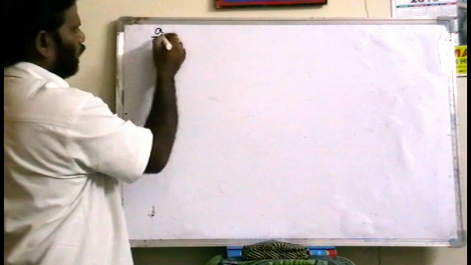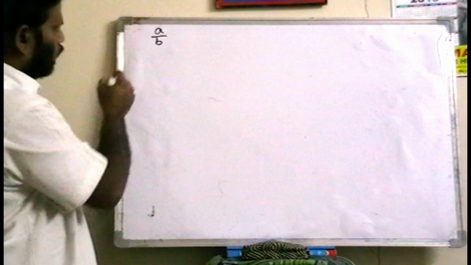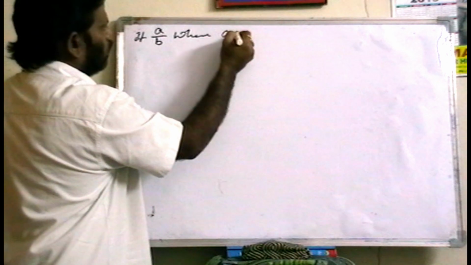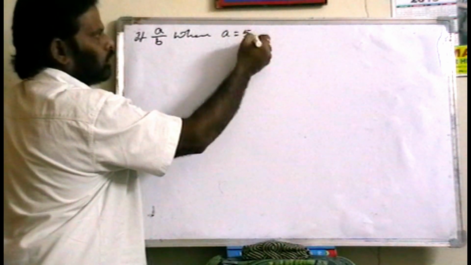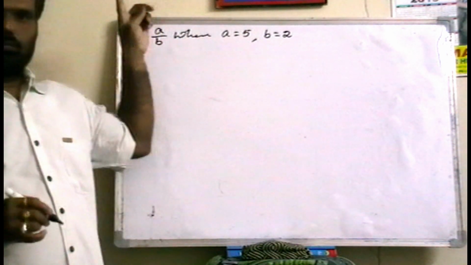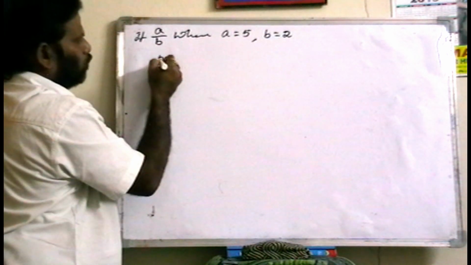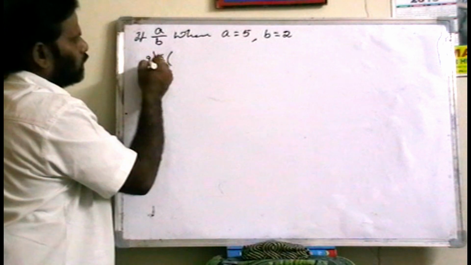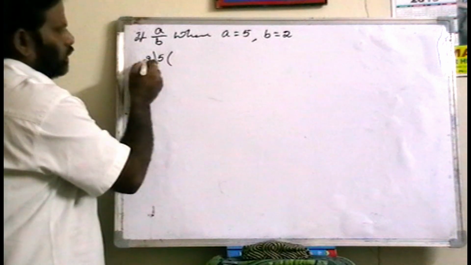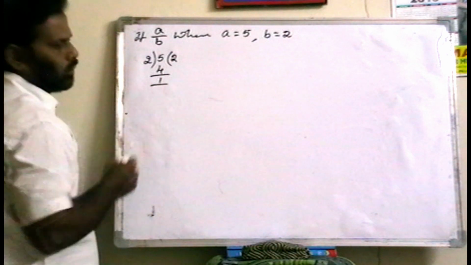A is divided by, for example, B. Suppose A is equal to 5 and the divisor B is equal to 2, where A and B are any positive integers. Now 5 is divided by 2. What will be the remainder? If 5 is divided by 2, 2 2s are 4, remainder 1.